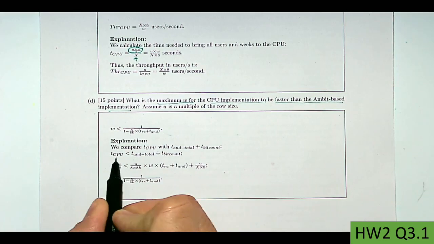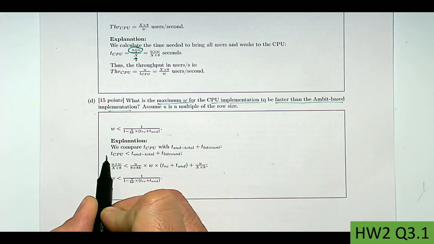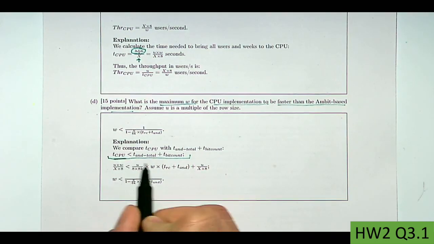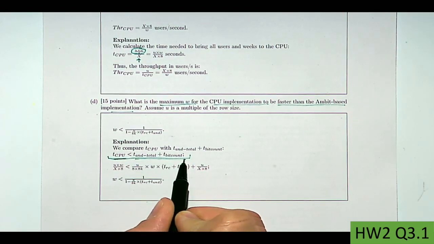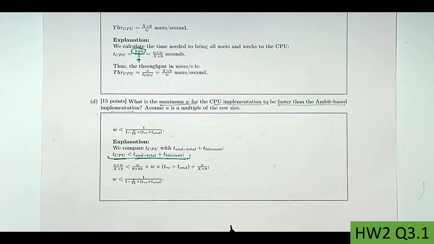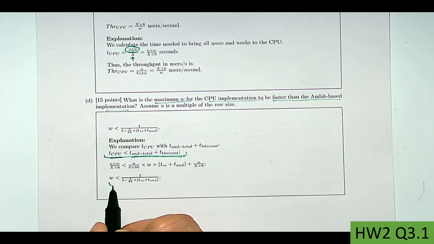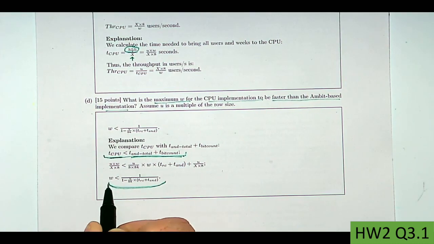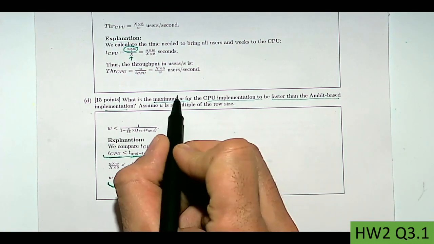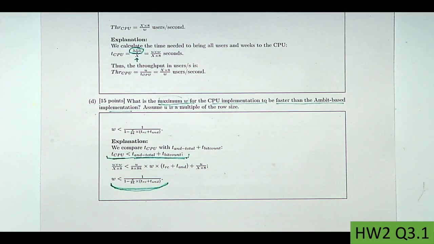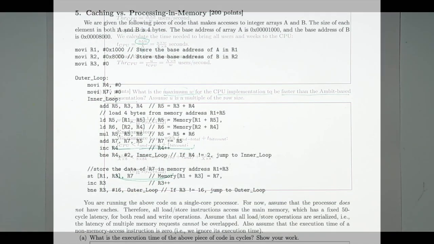So as you can see, what we do is compare these two times, TCPU and the total time for the Ambit implementation, which is on the right part of this equation. From here we can obtain W, which is the maximum number of weeks, in this case, for which the CPU implementation will be faster.